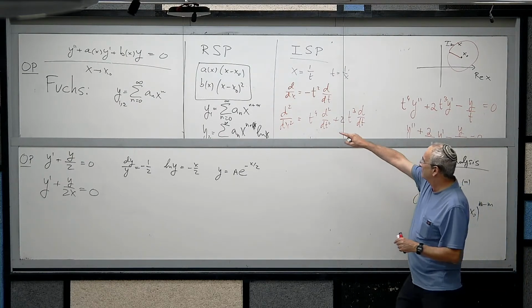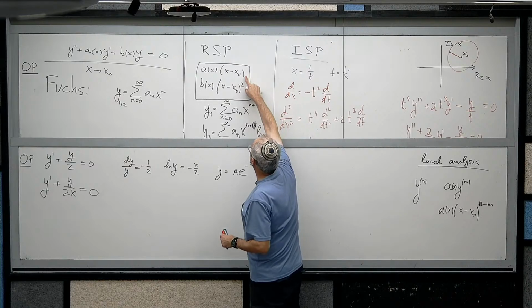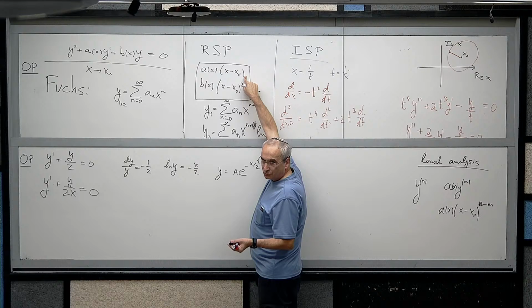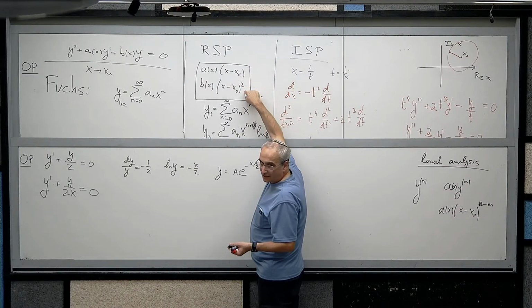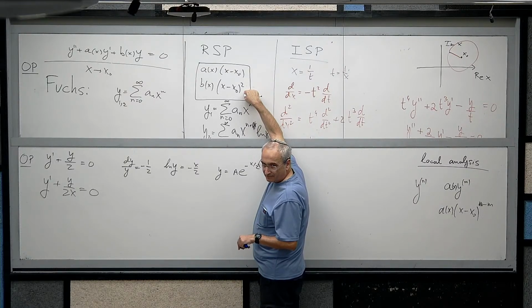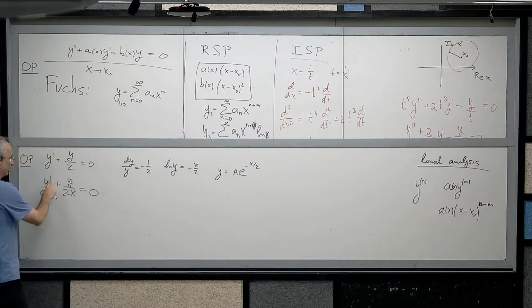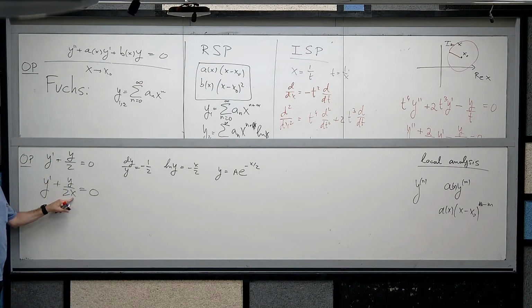You can understand this: here m is 1 and n is 2, and here m is 0 and n is 2. So here n is 1 and m is 0, okay? So you see that if I multiply this by x, it will be analytic. So this is a regular singular point.